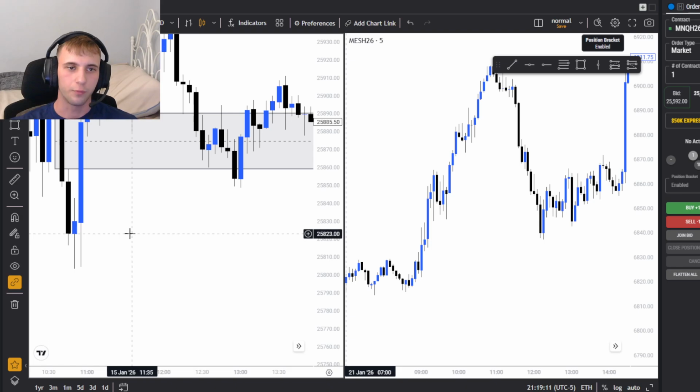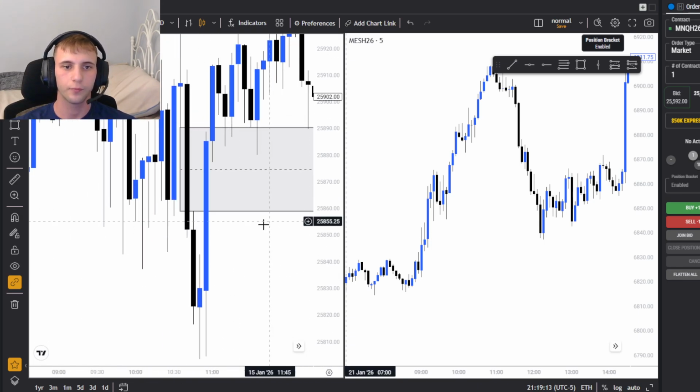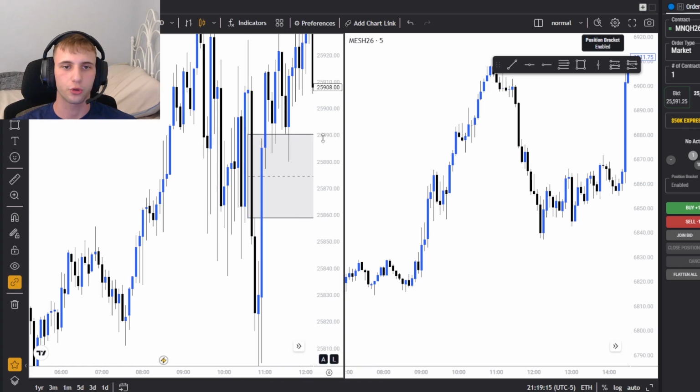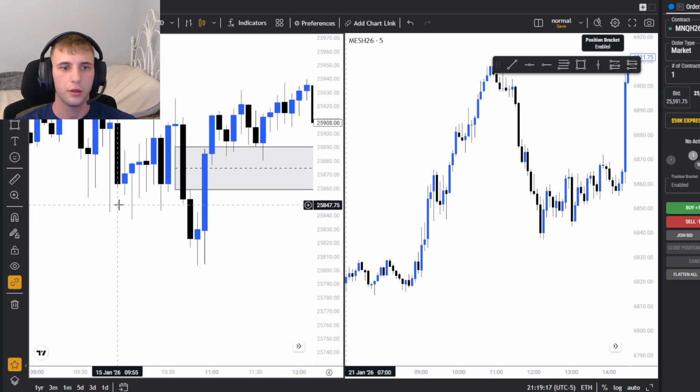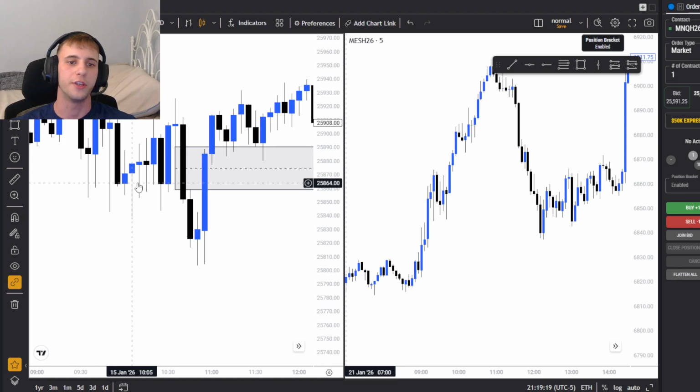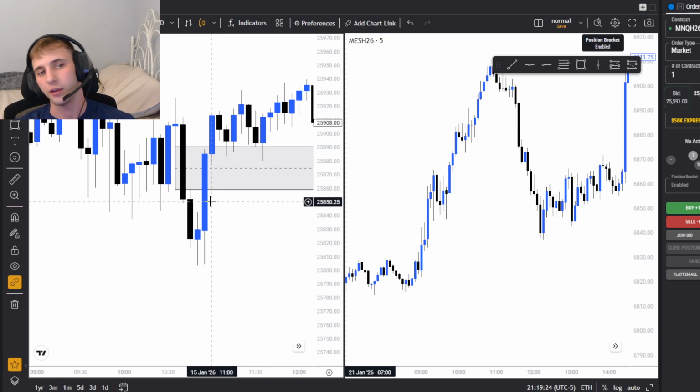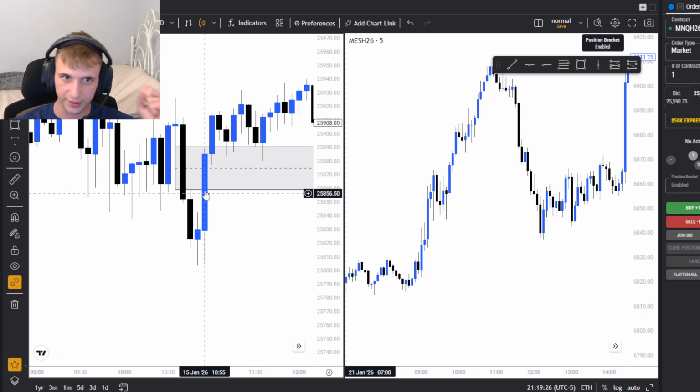Okay. So, quick tip. Let's say you're looking for shorts here, and you are waiting for a rejection off of this 5-minute fair value gap. You're waiting for price to show that it's going to respect it.